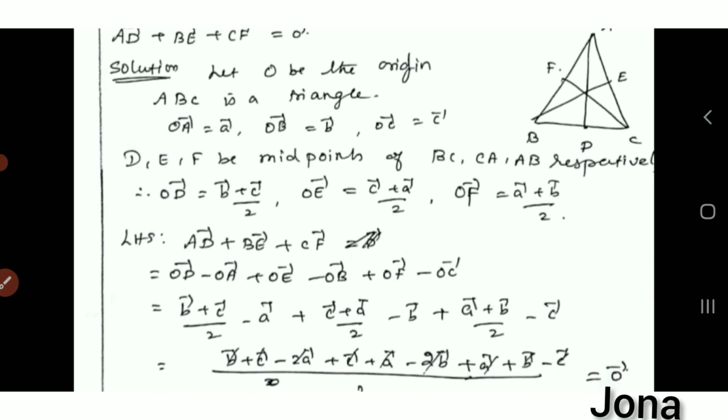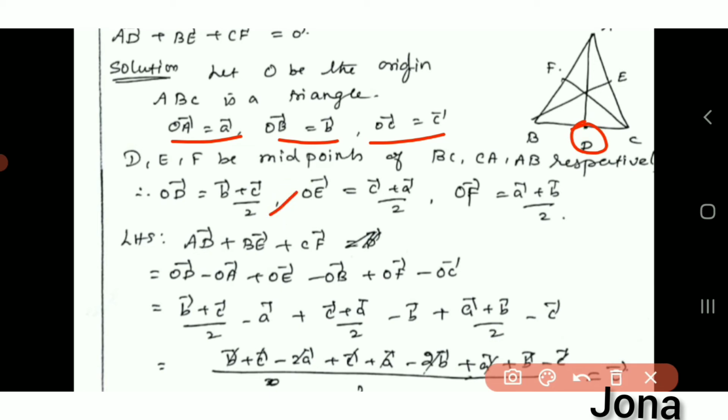So we can easily write the position vectors of OD, OE and OF. So here OA vector is A vector, OB vector is B vector, OC vector is C vector. And for OD vector we can write B vector plus C vector by 2. OE vector is C vector plus A vector by 2. And OF vector is A vector plus B vector by 2. Okay. So we want to prove here AD vector plus BE vector plus CF vector equal to 0.